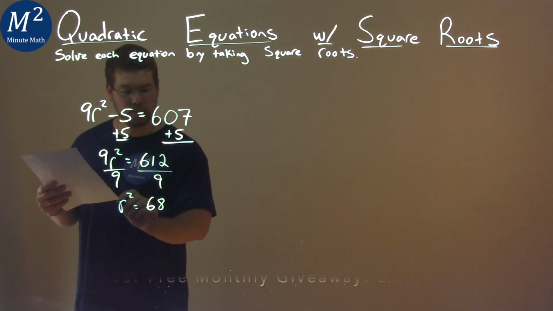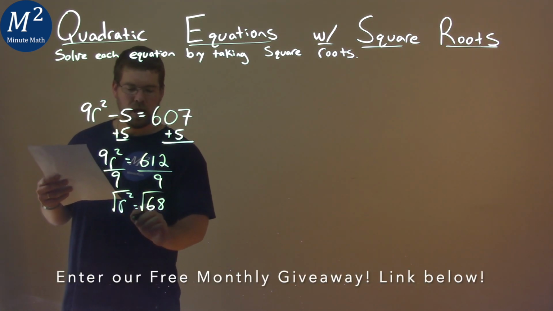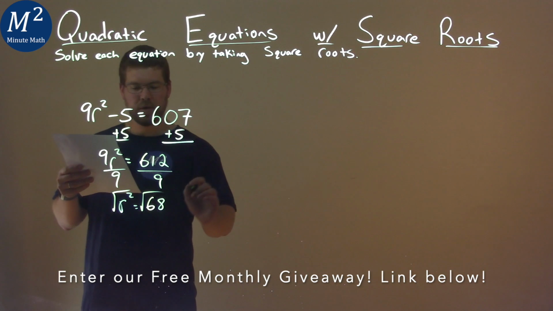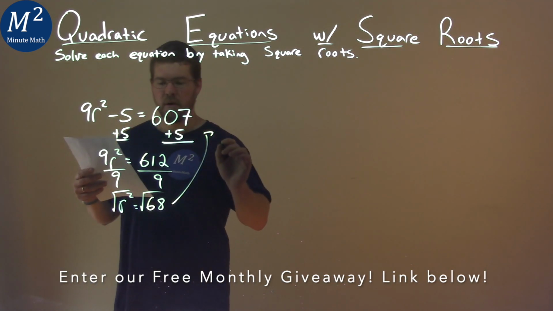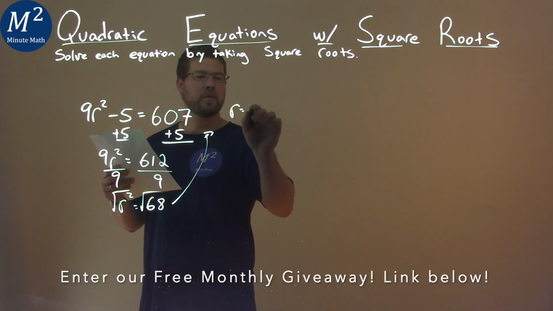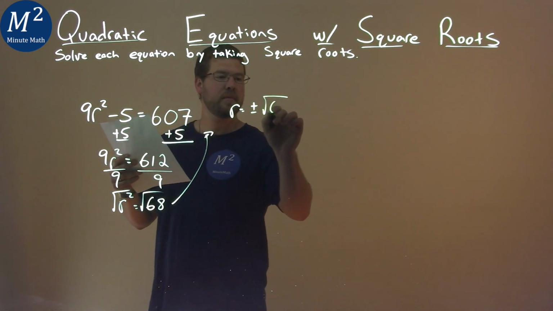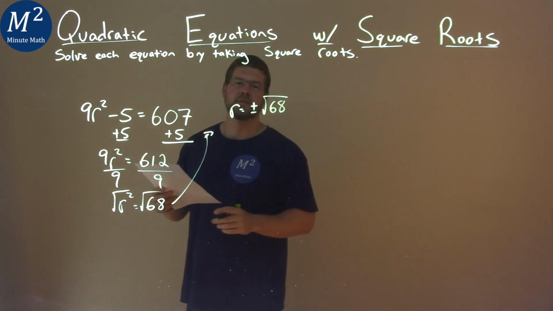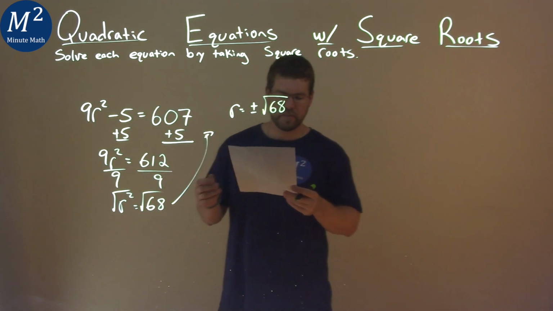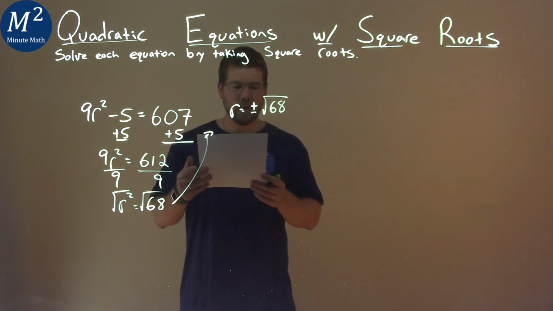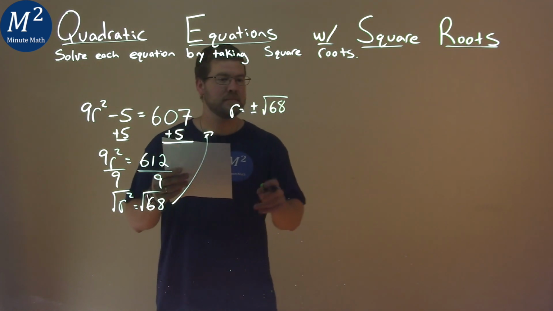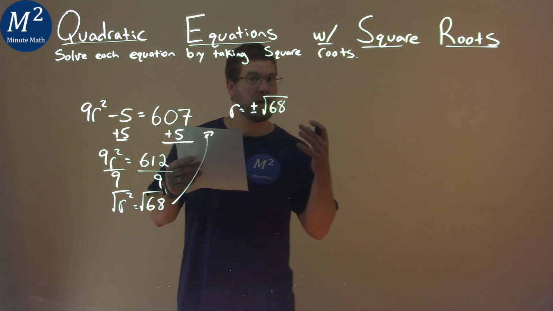Get rid of the squared, take the square root. And so r equals, well, I'll put it up here. R by itself equals plus or minus the square root of 68. When we take the square root over an equal sign, we need to make sure it's plus or minus. Well, the square root of 68 does break down. 68 is 4 times 17.